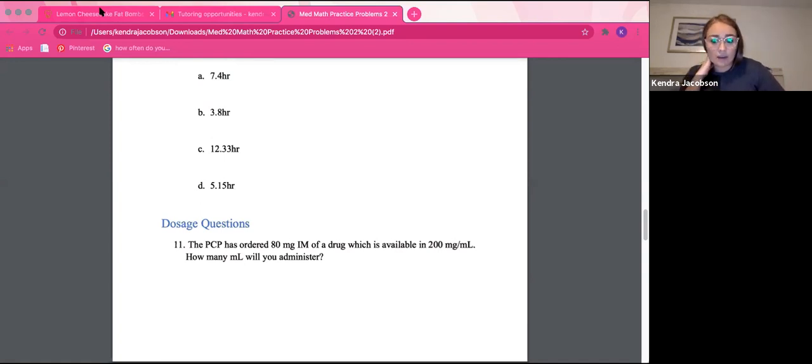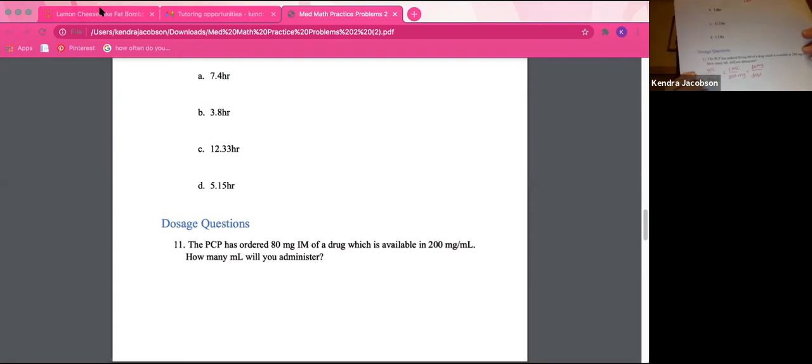So since I have that milligrams on the bottom, the next thing I'm going to want to put on top is that 80 milligrams. And to remind myself that I'm trying to find milliliters per dose, I like to put that number over dose, which would be set up kind of like this.